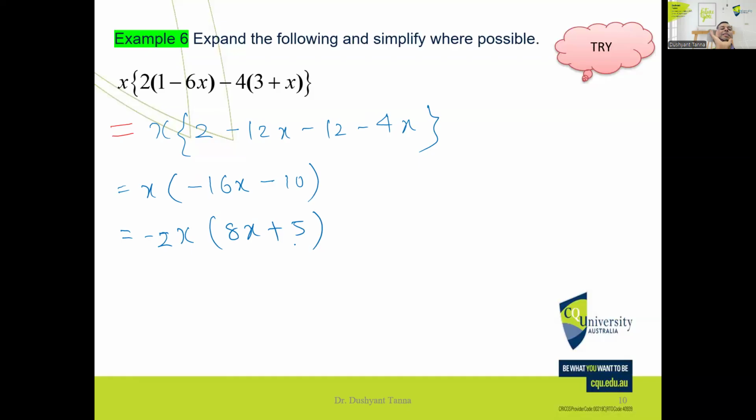I prefer the bracket to be simpler. So wherever possible, I'll take out the minus as well. You could have written 2x minus 8x minus 5, and this is also an accepted response, but definitely the 2 should be outside.